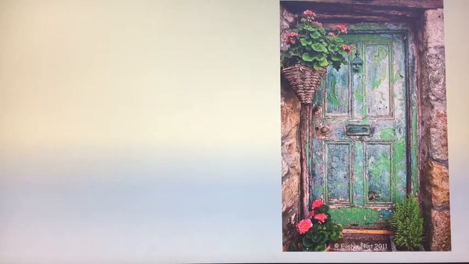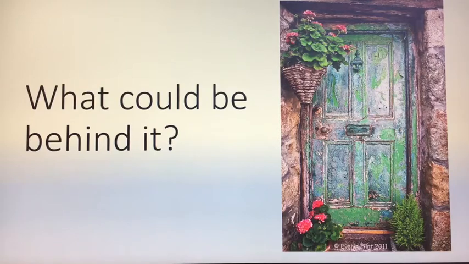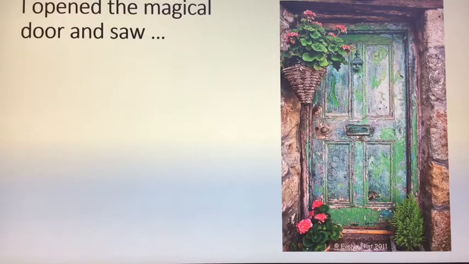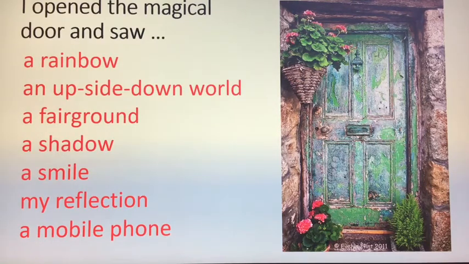Now, I want you to imagine what could be behind this door. And I really want your imagination to run wild here. I want you to write on your piece of paper, I opened the magical door and saw, and then just write a list, a simple list of things you could have seen. They could be an abstract idea or they could be actual objects. Here's my ideas to get you going. So stop the video and just note down about 7 different things that you could have seen behind this magical door.